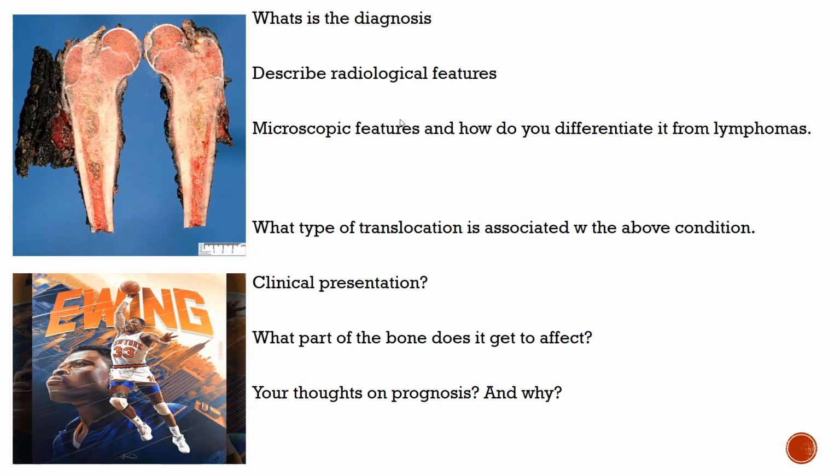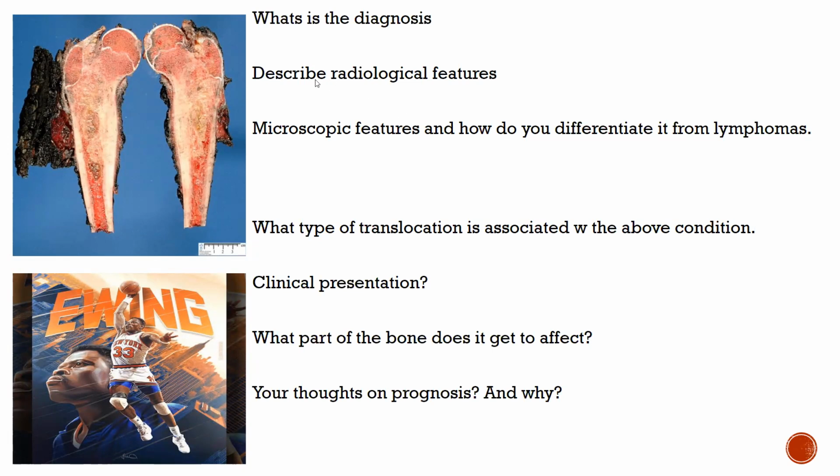So what we have here is Ewing sarcoma, as I said. That would be our diagnosis here. But how do you get to know if this is Ewing sarcoma? Ewing's mostly affects the cortex of the bone. Okay, so usually you see the mass growing.